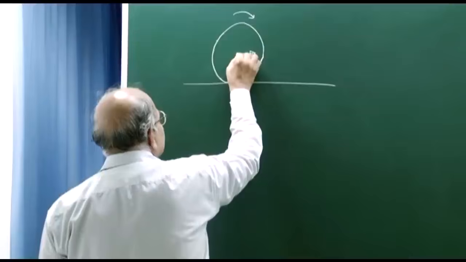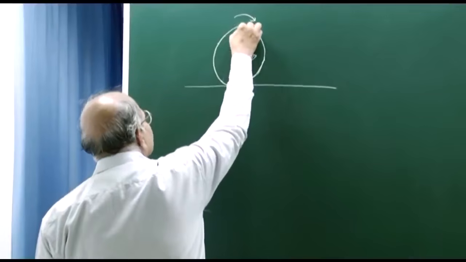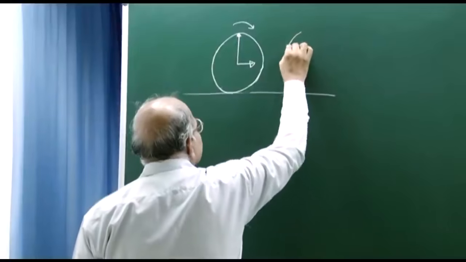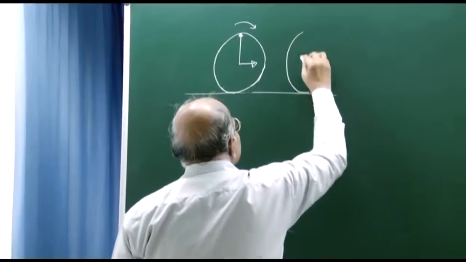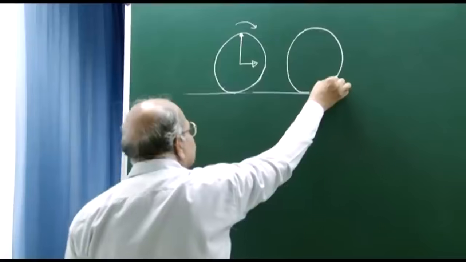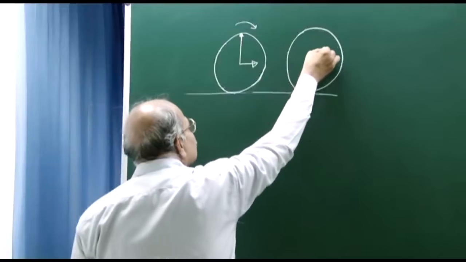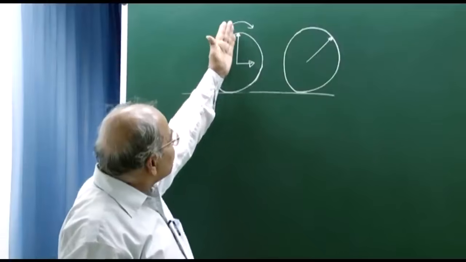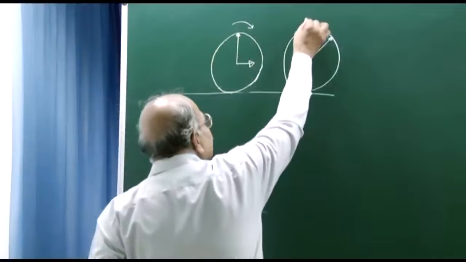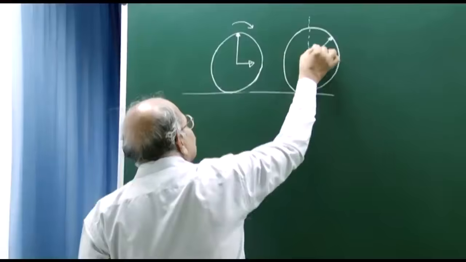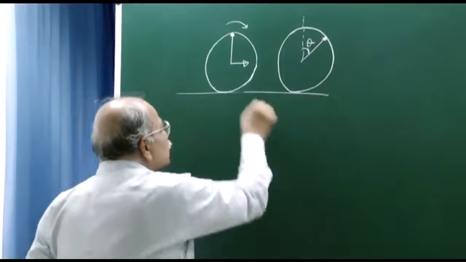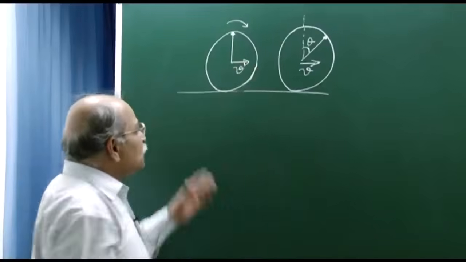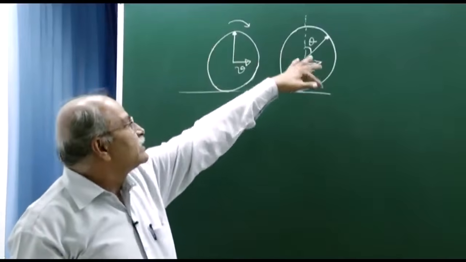So, if you consider a spoke of this wheel here, this particular spoke, after some time you will find that the wheel is here, and this spoke has gone to some other place. So, this is rotation. The spoke was vertical and now it is making some angle with the vertical. So, that is rotation, and then it has moved in the forward direction. So, that is the translation. So, it moves in forward direction as well as it rotates.